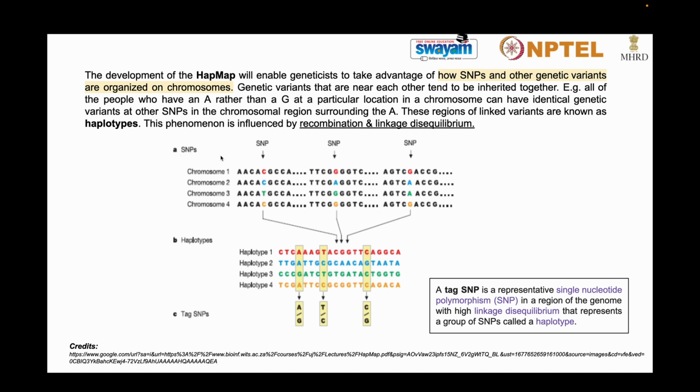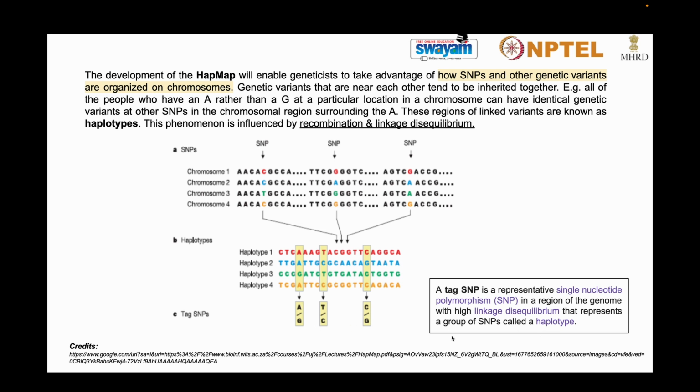In this example they have given you 4 chromosomes, and these are the SNPs present in these chromosomes. In the haplotype, all the SNP information is collected and kept. From these SNPs, only 3 SNPs have been selected which are sufficient to represent a haplotype. That is known as a tag SNP, and here I've provided the definition. A tag SNP is a representative single nucleotide polymorphism in a region of the genome with high linkage disequilibrium that represents a group of SNPs called a haplotype. So a tag SNP is a representative in the region of the genome, it has high linkage disequilibrium, and it represents the group of SNPs.